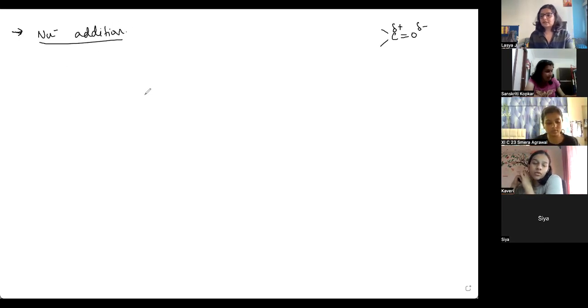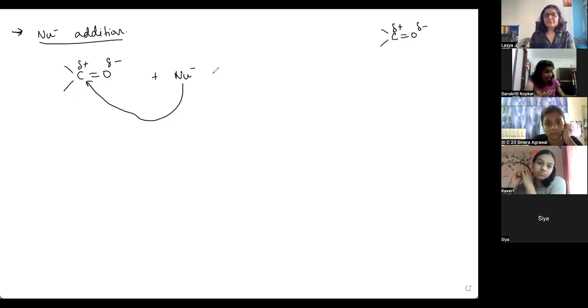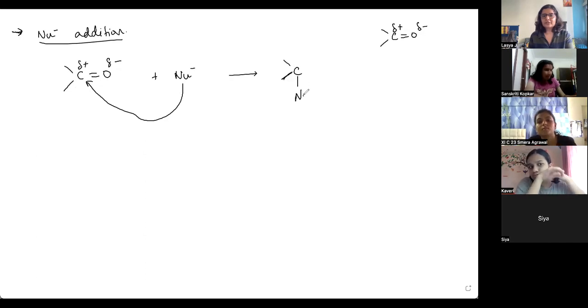Here, nucleophilic addition. Simply put, you have C double bond O; the carbon has a slight positive charge, and the oxygen has a slight negative charge. When a nucleophile attacks, it goes to the carbon atom, and whatever H plus counterpart is there gets bonded to the oxygen. So the trigonal planar ends up forming a tetrahedral intermediate.